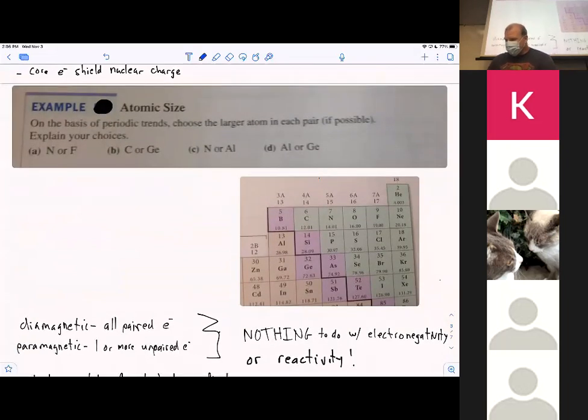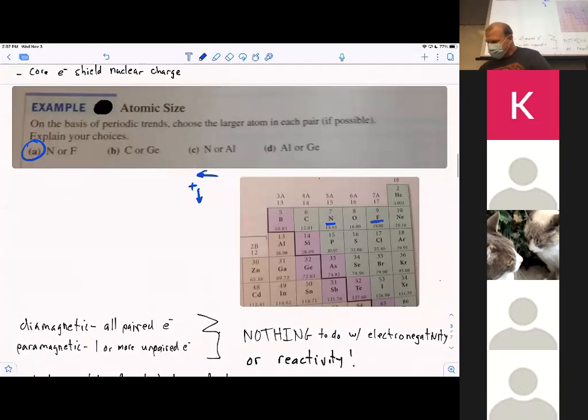On the basis of periodic trends, choose the larger atom in each pair. So let's look at nitrogen and fluorine. I'm sorry, nitrogen, what am I saying? I was looking at C for some reason. The trend is that the positive direction is going towards the left and going down. Nitrogen is further to the left. Therefore, nitrogen is the bigger atom than fluorine. Make sense?